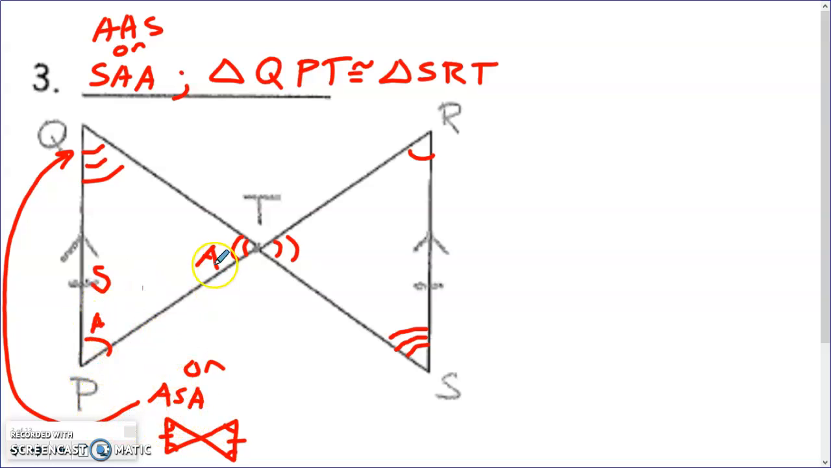And then if I don't use this middle vertical angles and I decide to use alternate interior angles, just like how I found P and R, those are alternate interior angles also, then we can have angle, side, angle. So there's a couple ways you could do that problem. All right.